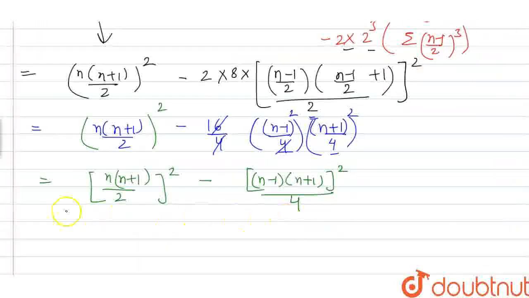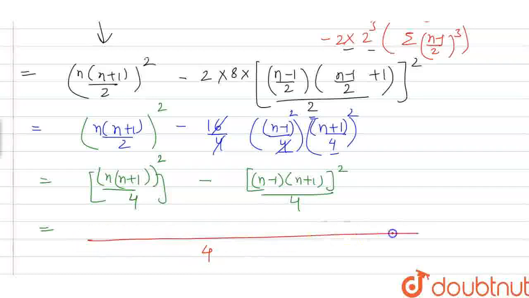So we can just take these values again. This is basically 2 raised to the power 2. So instead of this, we are writing this as (n(n+1)) whole square, divided by 4. So we can take the LCM easily in this case. The LCM is obtained as 4, and now in the numerator we obtain n(n+1) square, that is (n square + n) whole square, right? And this is minus (n−1)(n+1), so that is (n square − 1) whole square, right?